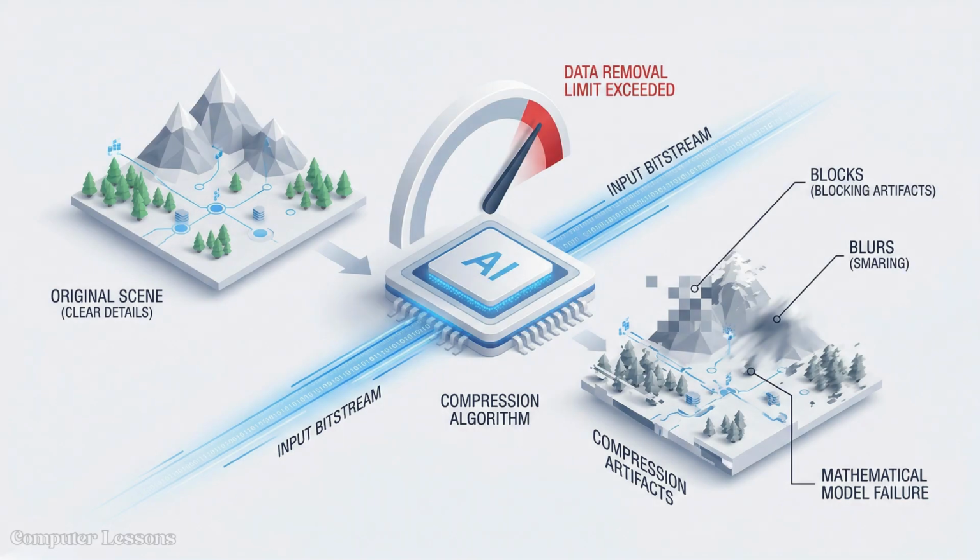Compression artifacts appear as blocks or blurs when the algorithm exceeds the limit of data removal for a bit stream. These visual glitches represent the failure of the mathematical model to correctly represent the original scene. Engineers constantly refine these models to push the boundaries of quality per bit.